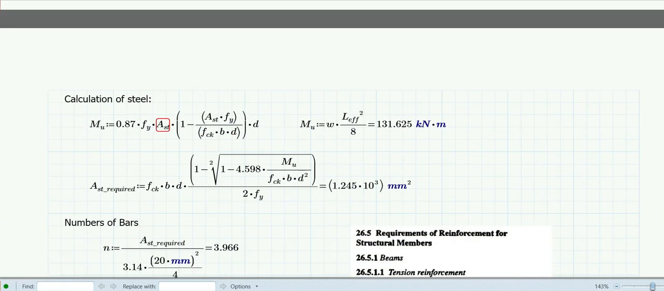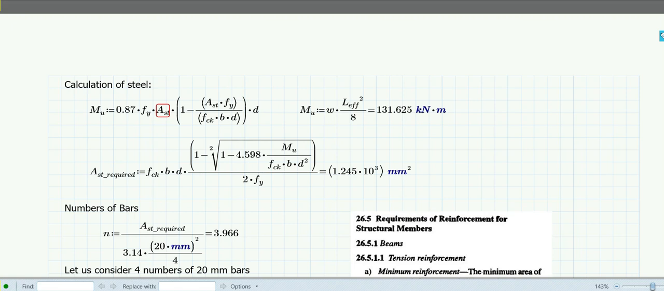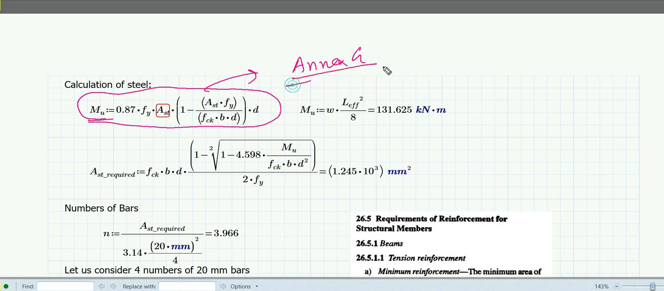Now let us calculate the amount of steel. So the first step, we just checked whether the effective depth is okay. Now we will go for calculation of the steel. So this particular equation, Mu = 0.87 fy Ast d (1 - Ast fy / (fck b d)). This equation you are going to use for calculation of the steel. This equation you can also get in Annex G of IS 456.